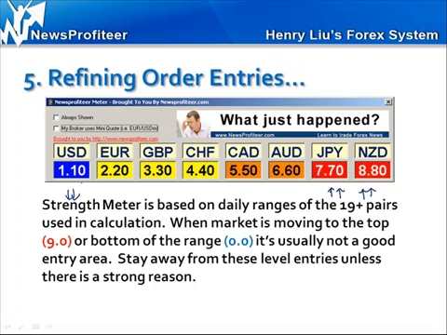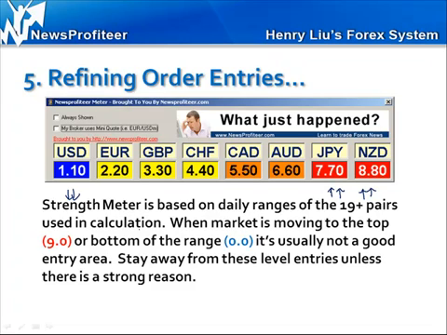So if I'm seeing the USD at 1.1, it's telling me that the euro dollar is really high, the pound dollar is really high, the dollar Swiss franc is really low, the dollar CAD is really low, the Aussie dollar is really high, the dollar Japanese yen is really low, and the NZD dollar is really high, and they're all on top of the range.